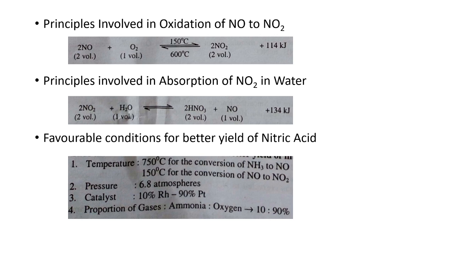It forms the optimum condition. And the very important proportion of gases: ammonia should be 10% and oxygen should be in excess, that is 90%. You cannot increase ammonia volume, because that is going to lead to explosion as well as unwanted reaction. So if you maintain these conditions, then you will get a good yield of nitric acid by the Ostwald process. So this is the favorable condition.